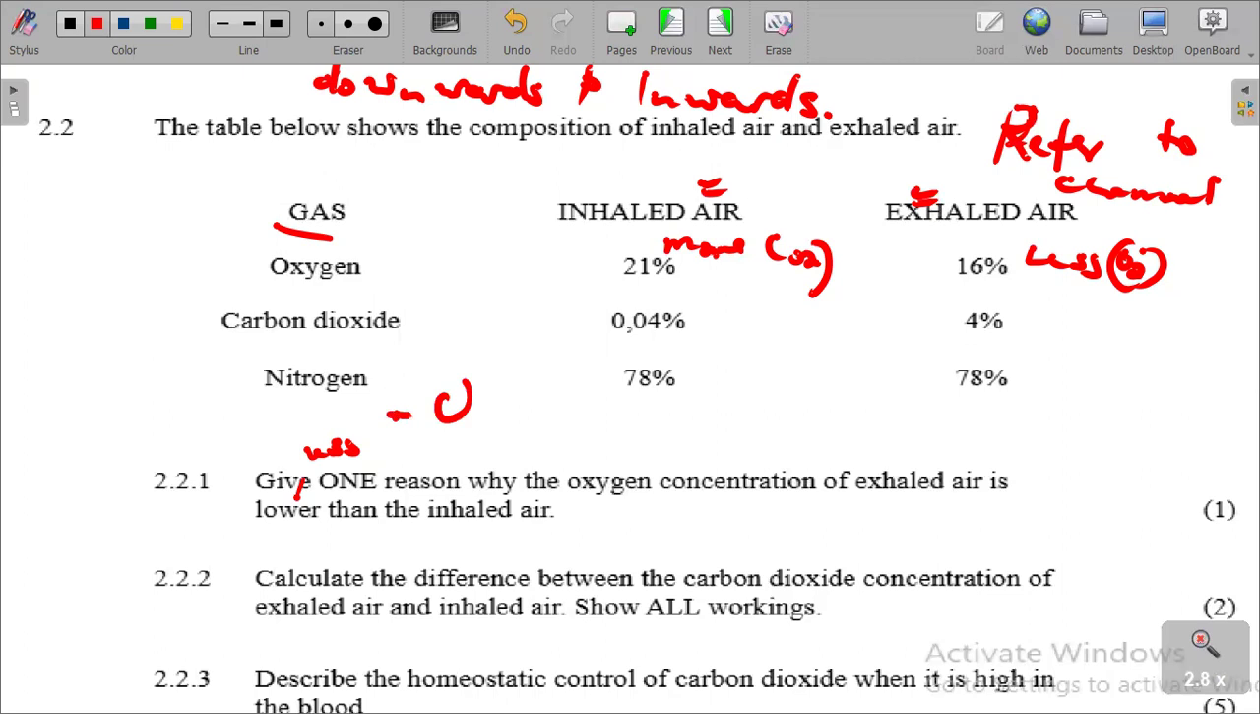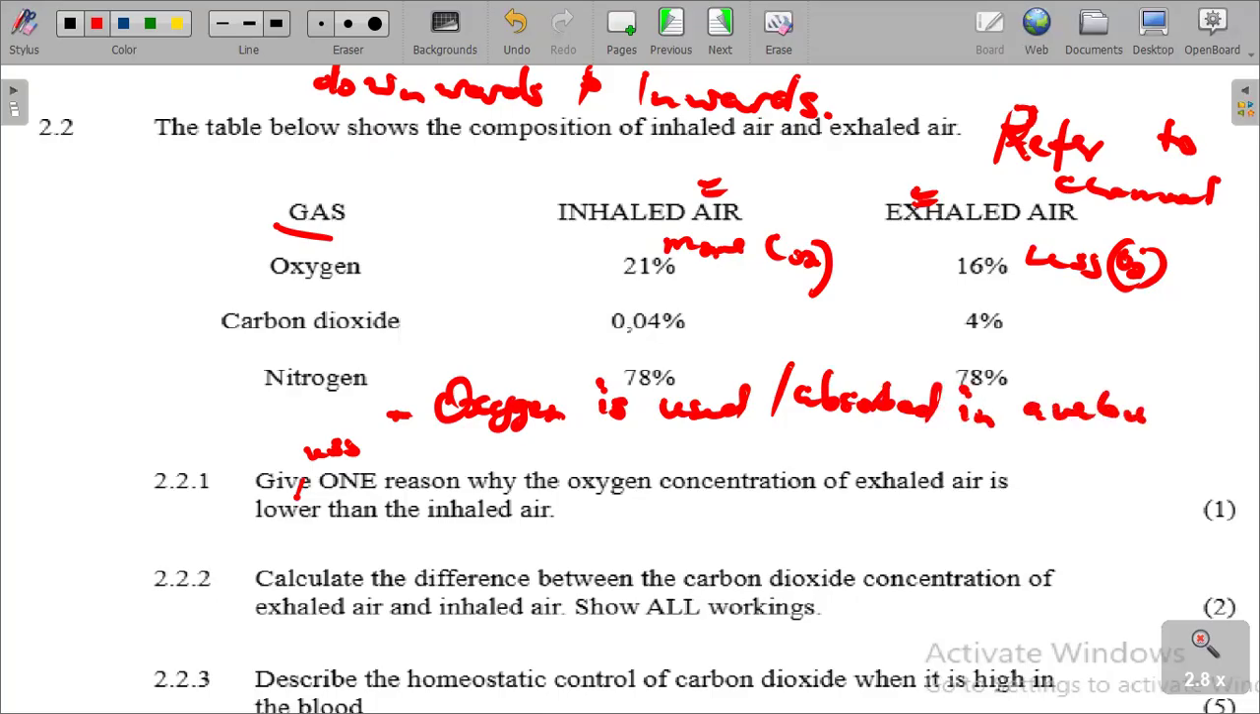Oxygen is used or absorbed in alveolus during cellular respiration. That is why you see that oxygen is used or absorbed in alveolus during cellular respiration.